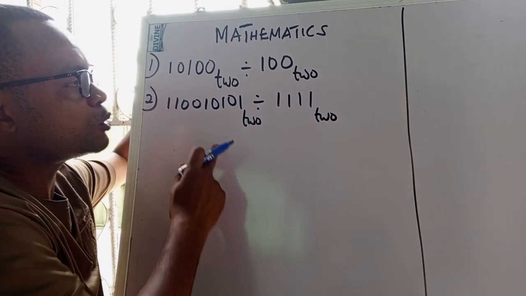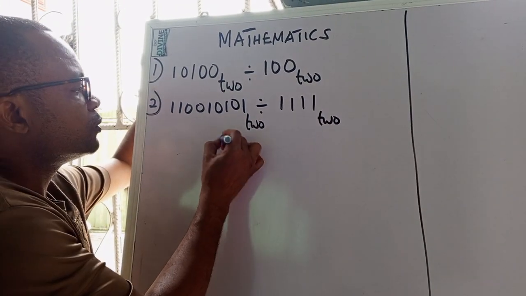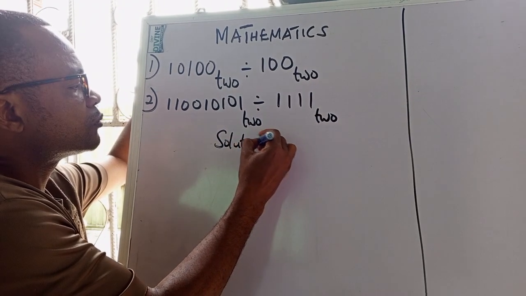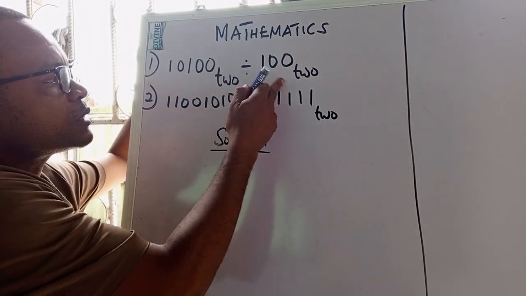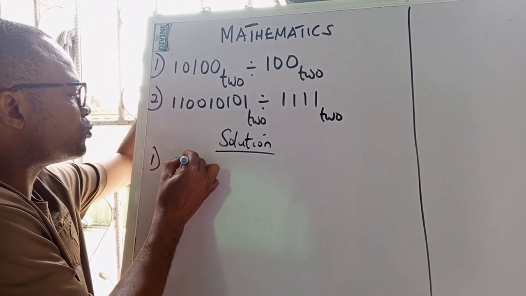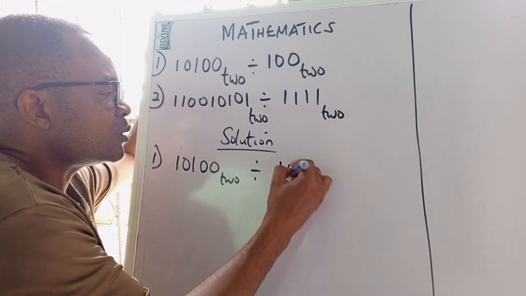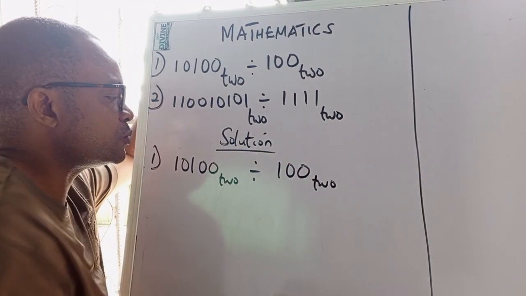Let's do justice to the questions on the board without wasting much time. Okay? Now these numbers are in base 2 and you're asked to divide. Okay, let me start with the first one, which is 10100 base 2 divided by 100 base 2.